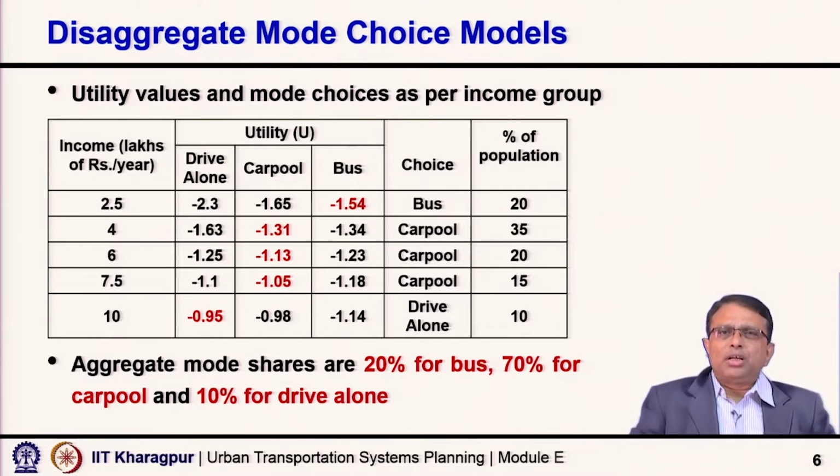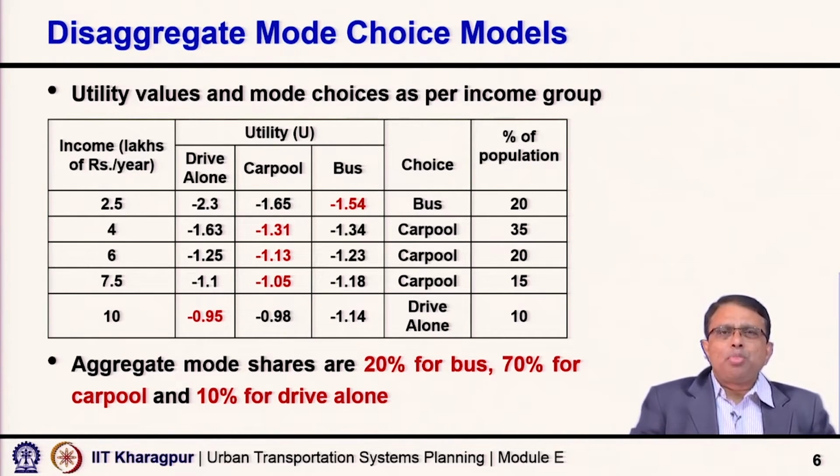Similarly, each income category we can take and we can take one person from that income category, try to calculate the utility and try to say what will be the choice of mode for that particular group. Similarly, for the 4 lakh income group, the choice is likely to be carpool. For 6 lakh per annum income group, the choice is again going to be carpool. 7.5 lakhs again going to be carpool, but for 10 lakhs the utility maximization principle indicates that the choice will be drive alone.